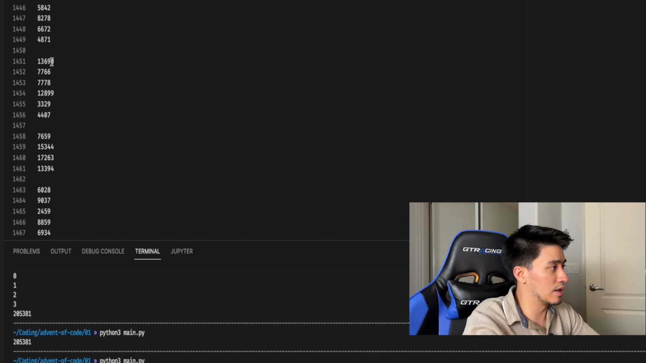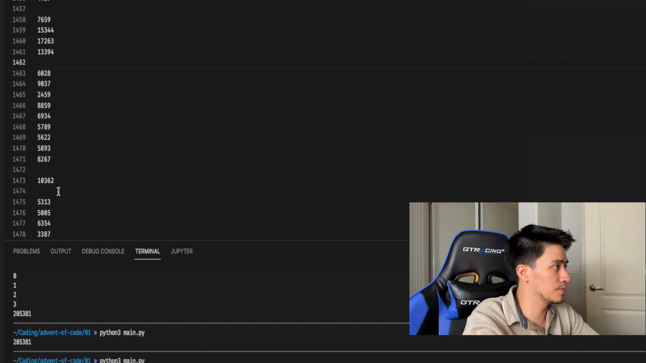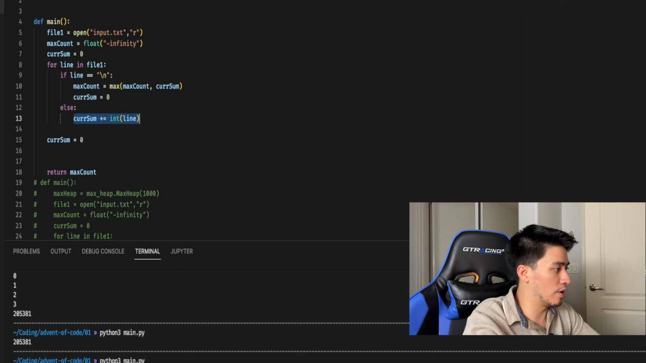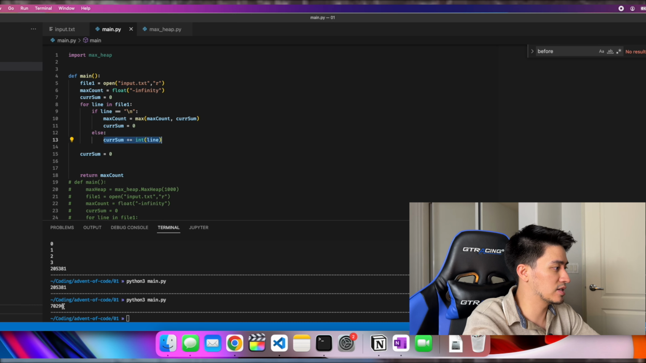And as mentioned, these blank lines are going to indicate different elves' calories. So once you were to run this, you will get 70,296. And this is my solution for the first part.